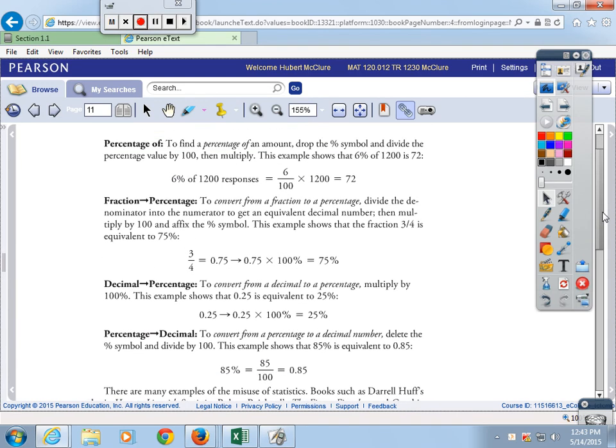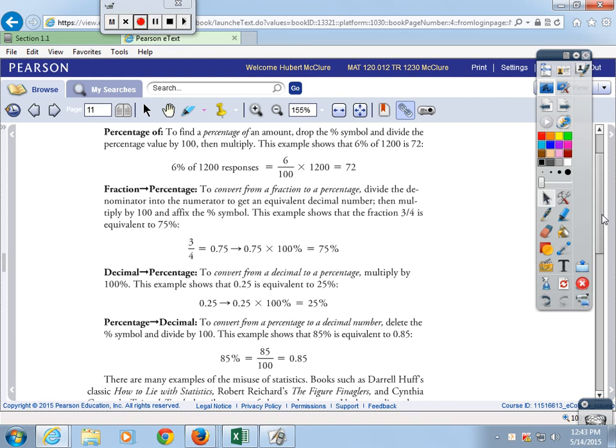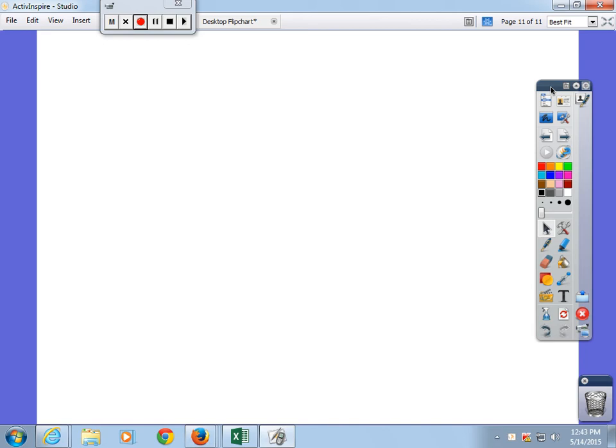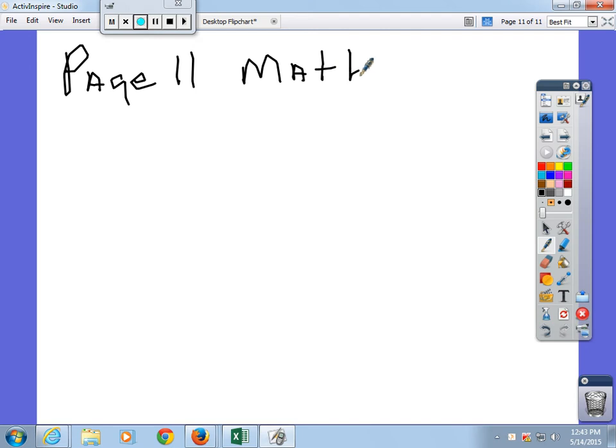Here's your mathematics in chapter 1. Real tough stuff. Most of you have had pre-algebra and introductory algebra, so I know you know this material. This is on page 11. I'm going to go to a white page here, and we're going to talk about page 11 in mathematics. This is just a review over fractions, decimals, and percents.